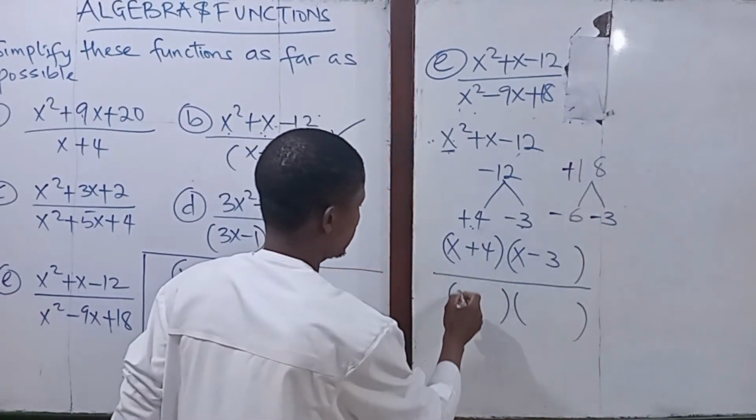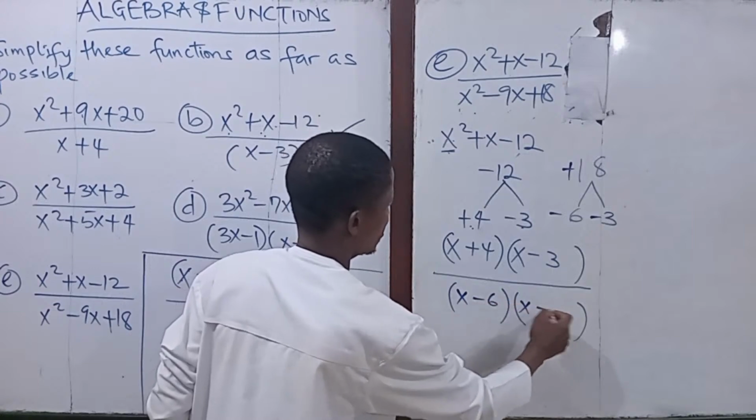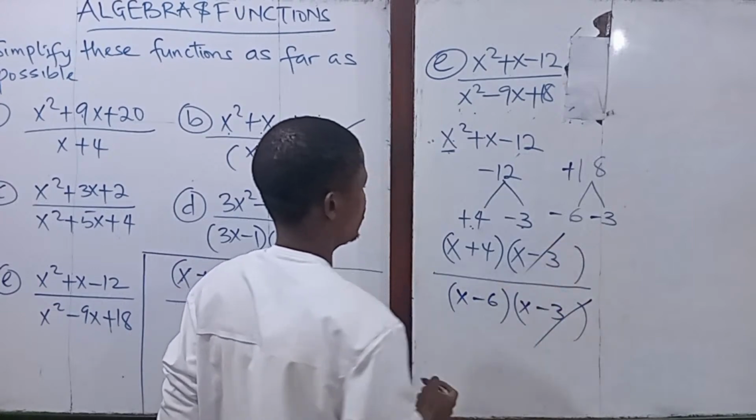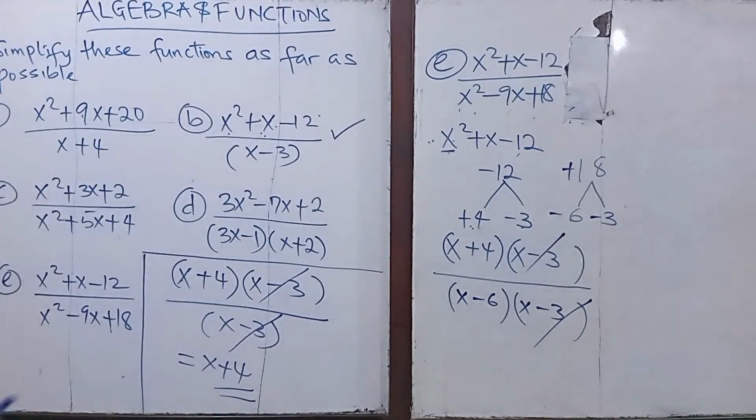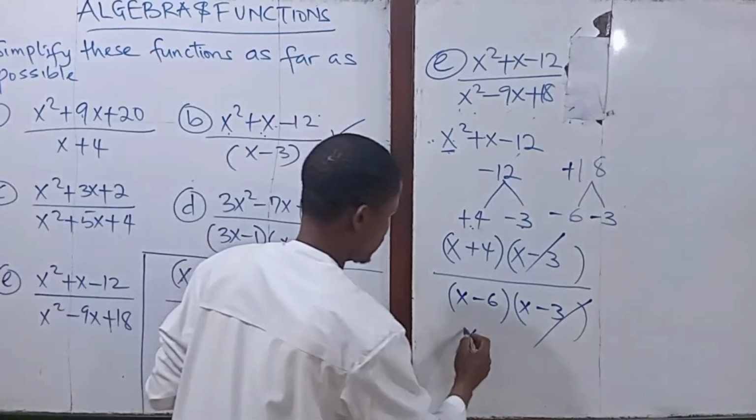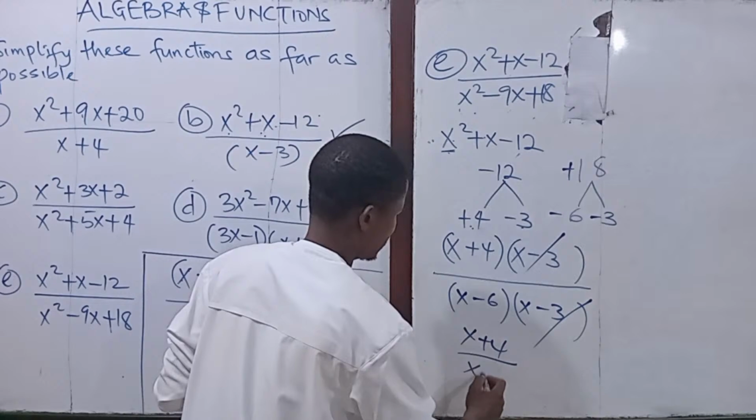So that will be equal to what? X here, minus 6 minus 3. So this one and this one cancel. We get x plus 4 over x minus 6.